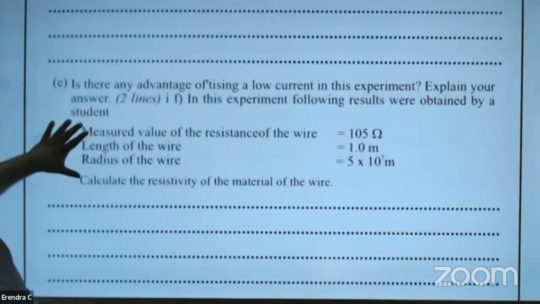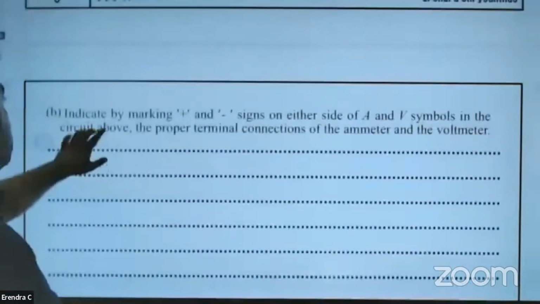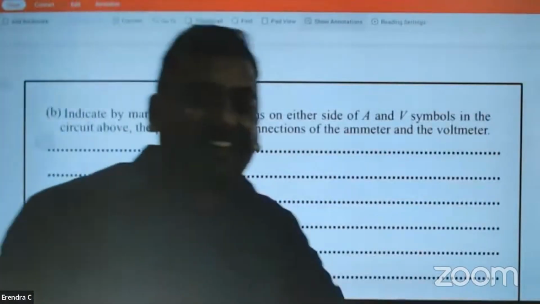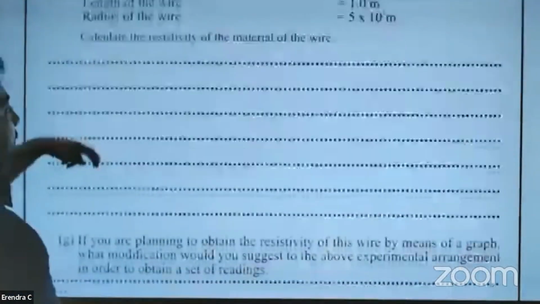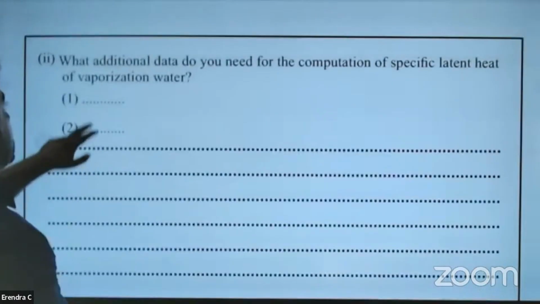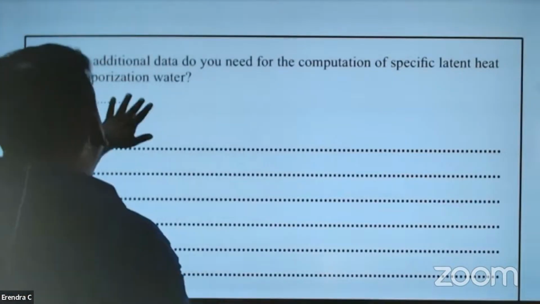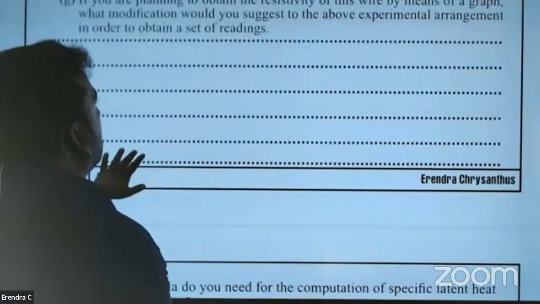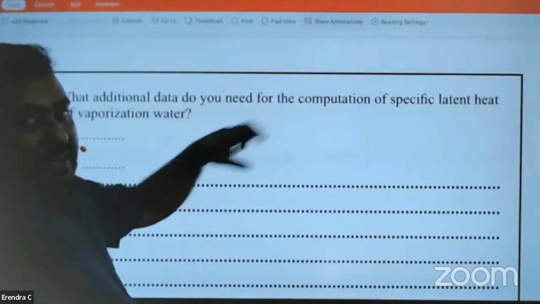Now, I think this one is mistakenly printed there because part of the question is missing. Don't worry, that question I added later. So you can ignore that part of the question. The earlier question continues from here. We are still in specific latent heat of vaporization.